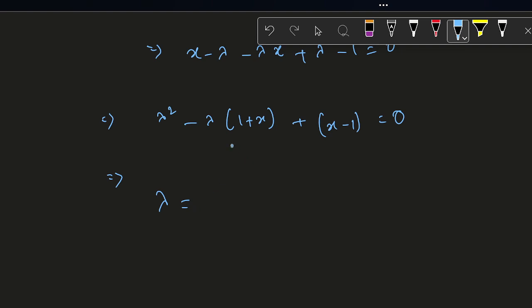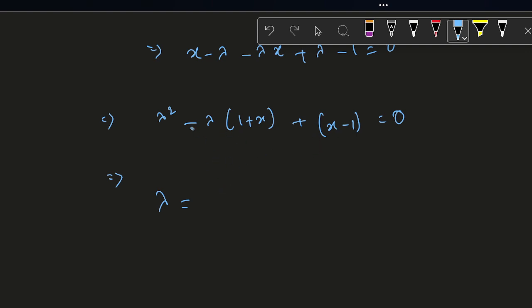So this is like a x squared plus b x plus c equal to 0, and you know the rule that x equals minus b plus minus root over b squared minus 4ac, divided by 2a. So this is the rule that you use to solve this kind of a problem, and you will use it here, where your a value is 1 because lambda squared is 1 into lambda squared, b value is minus (1 plus x), and your c value is just x minus 1.